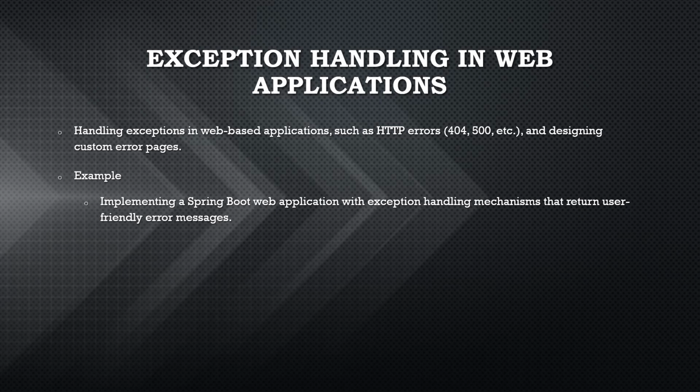This might involve using @ControllerAdvice to globally handle exceptions across your controllers, allowing you to define specific responses for different error types. By doing so, users receive clear guidance on what went wrong, rather than cryptic server messages, enhancing both usability and overall application robustness.